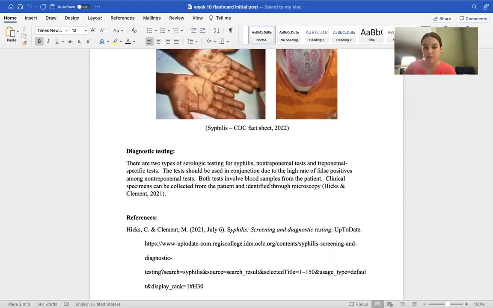And then both tests involve blood samples from the patient. And then clinical specimens can be collected from the patient and identified through microscopy.